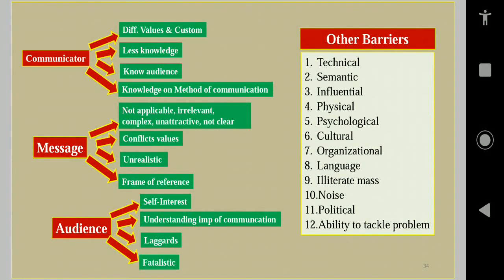Then come to the barriers related to the message. First, if the message is not applicable, irrelevant, complex, unattractive and not clear, then there will be a barrier in transmission of information. If the message conflicts with the major values of the audience, that is also a problem. Then unrealistic: if the message is unrealistic in terms of their local skills and resources. The last one is frame of reference: if the message does not have a frame of reference with the previous knowledge, then there will also be a problem.